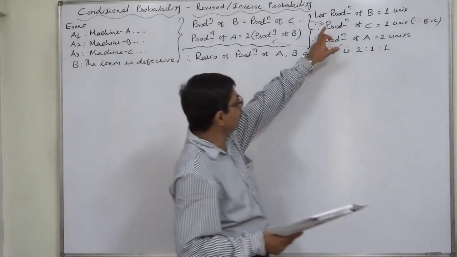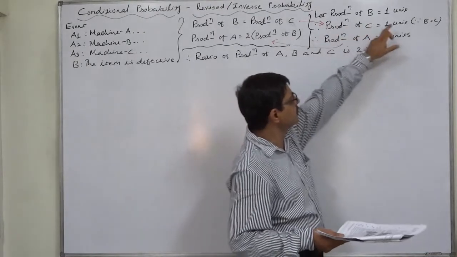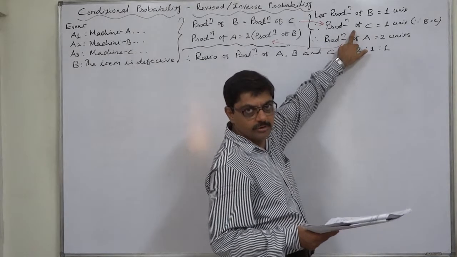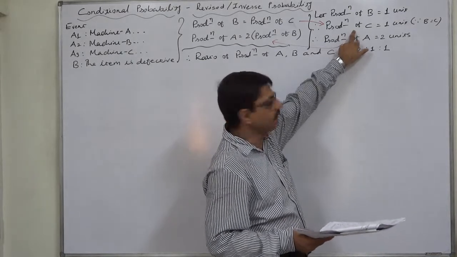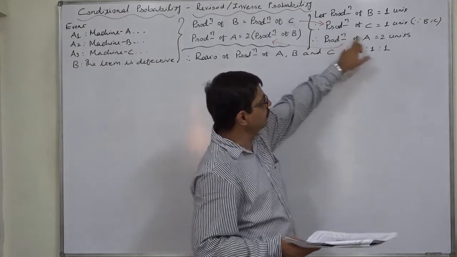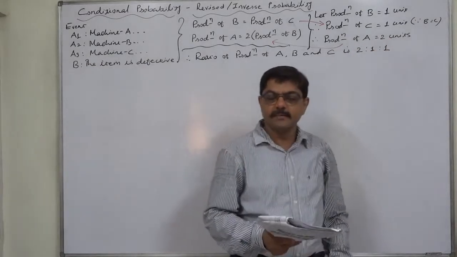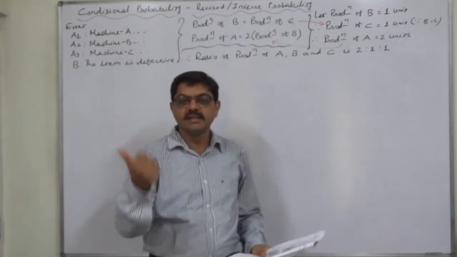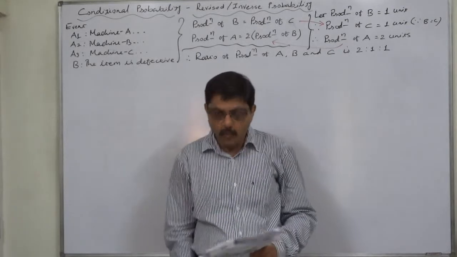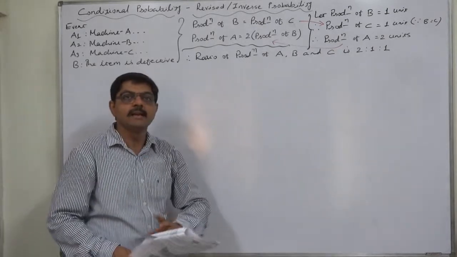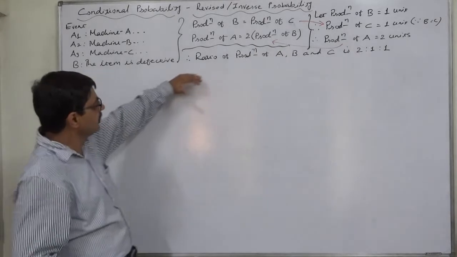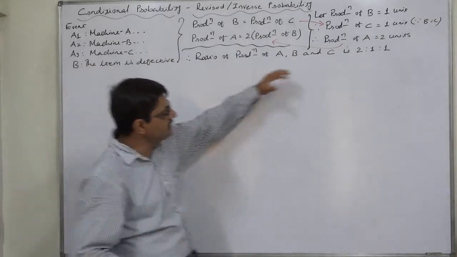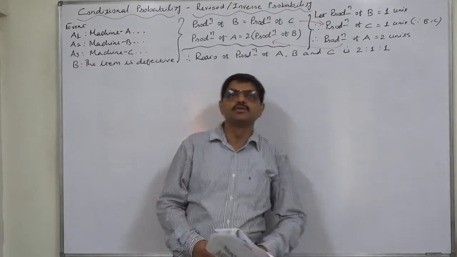That means if we assume that production of B is 1 unit, then production of C should also be 1 unit because production of B and C are equal. While production of A is twice that of B, production of A must be 2 units when B and C respectively produce only 1 unit. That means we can make a general conclusion about the ratio of production of the three machines A, B and C: it is 2:1:1.